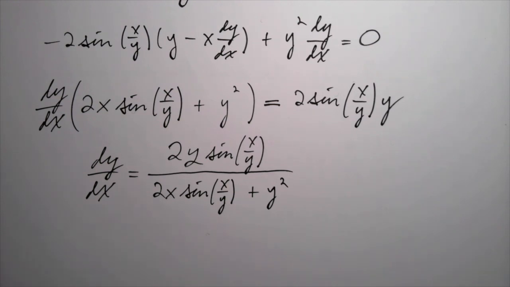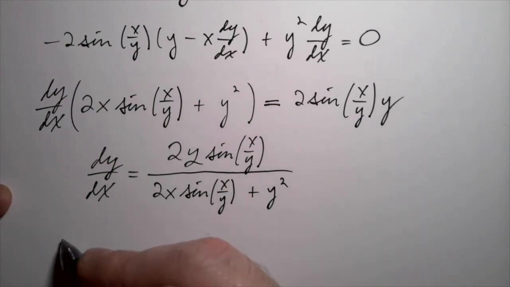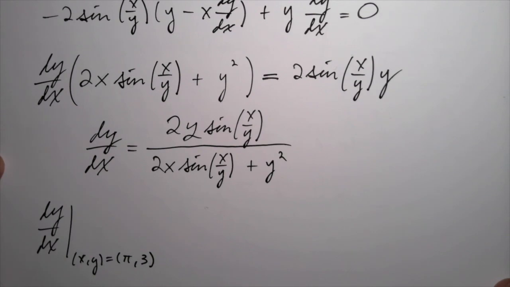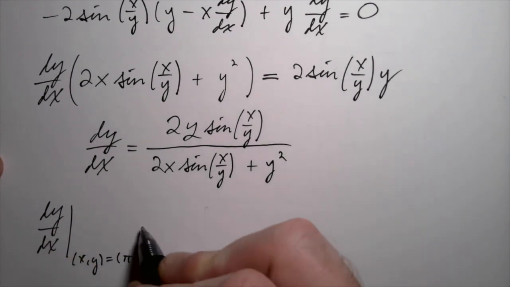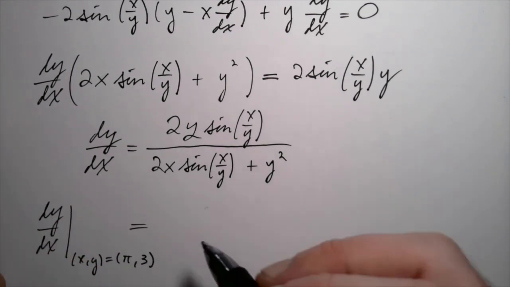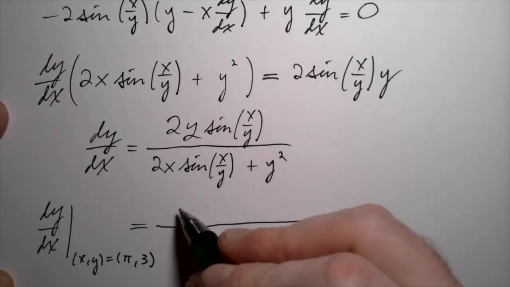We need to evaluate it at the point pi comma 3. That's what the problem asked us to do. So what does that mean? Well, we're just plugging in pi and 3 for x and y. That's how you'd say this in Leibniz notation. We're evaluating where x is pi and y is 3. So I'm just going to plug all those values in.